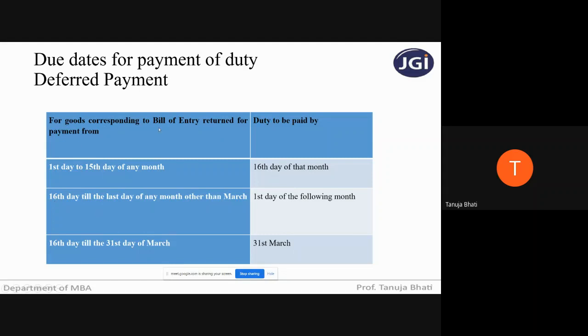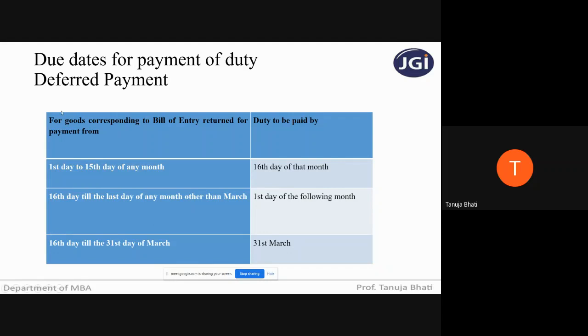Similarly, for goods corresponding to a bill of entry returned for payment from the 16th day till the last day of any month other than March, say 17th of July, what is the due date for payment of duty? It has to be paid by 1st of August, the first day of the following month. July is followed by August, so the first day of August. The exception is March, it should be a month other than March.